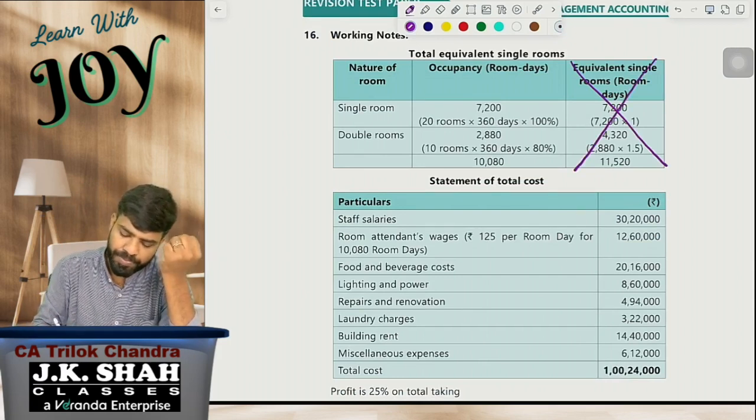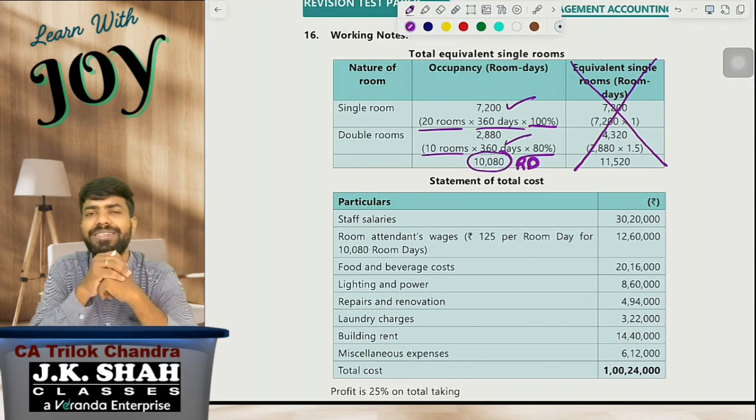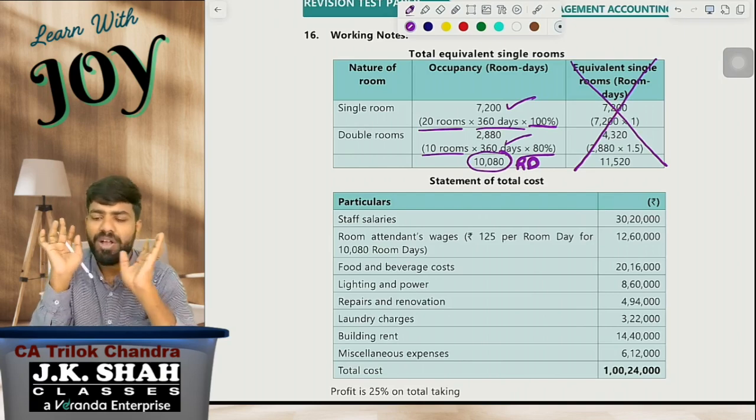Listen to me carefully. Single room, 20 rooms, 100% occupancy. We'll get 20 into 100%, 20 rooms into number of days is 360 days, 7,200. Double rooms, 10 rooms, occupancy is 80%. 10 rooms into 80%, 8 rooms into 360 days. They're taking per annum. So 10,080 is the room days. Don't look into the equivalent rooms, I'll explain that later. Now we need to make the total of all the costs.